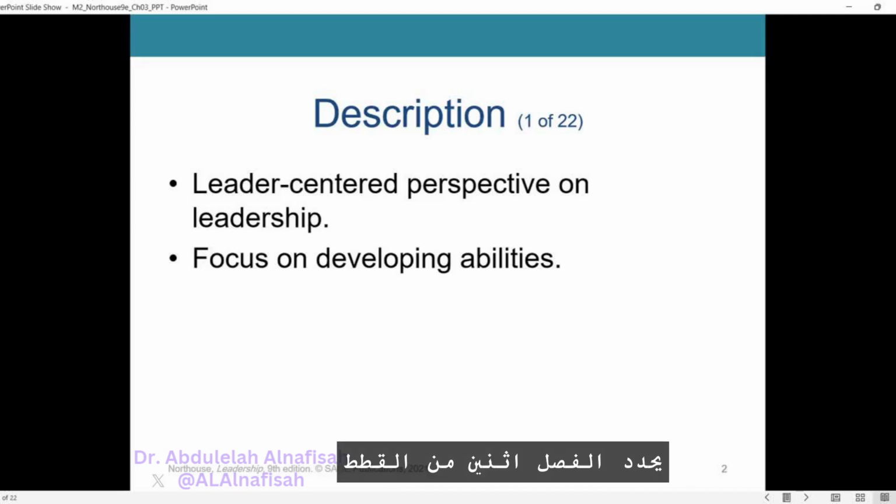The chapter outlines two main components: Katz's three basic administrative skills, technical, human, and conceptual, and the comprehensive skill-based model of leadership developed by Mumford and his colleagues, which further explores these concepts in the context of organizational leadership.